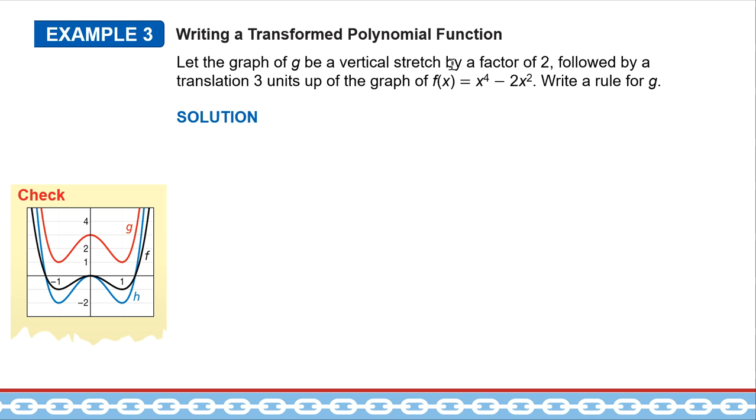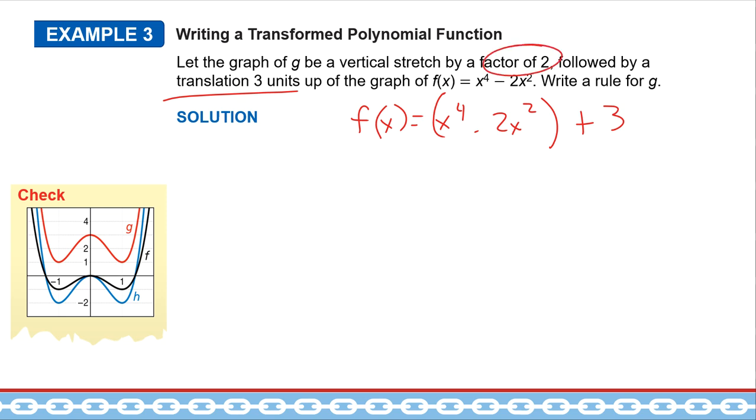Let the graph G be a vertical stretch by a factor of 2, followed by a translation 3 units up of the graph x to the 4th minus 2x squared. So we need to write the rule for G. Well, I know that for this translation of up 3, I am going to add a 3 somewhere at the end, most likely. So let's get to work here. We have f of x equals x to the 4th minus 2x squared. To get that translation of up 3, that's just going to be a plus 3 at the end.